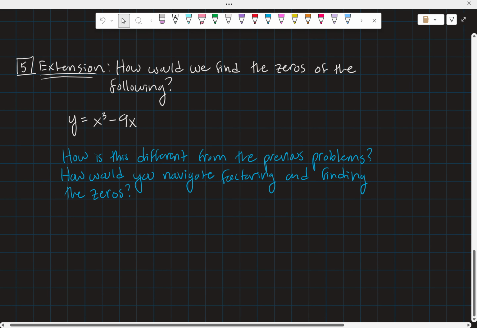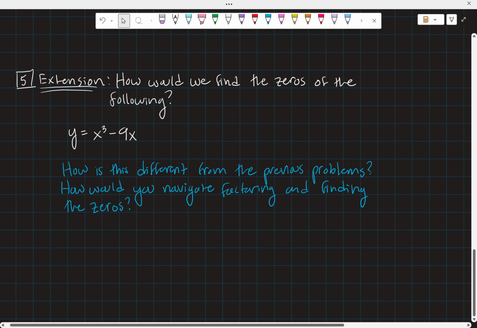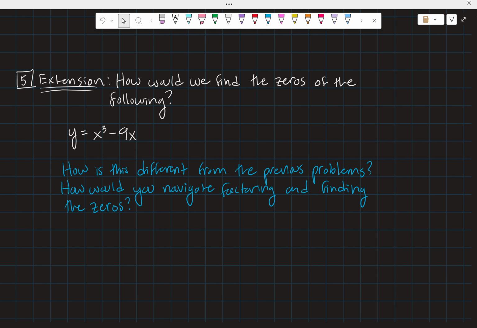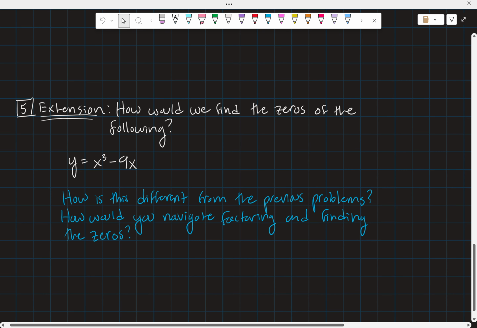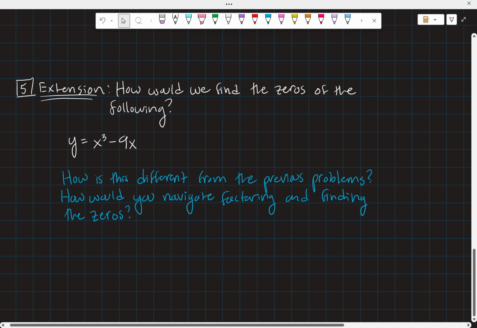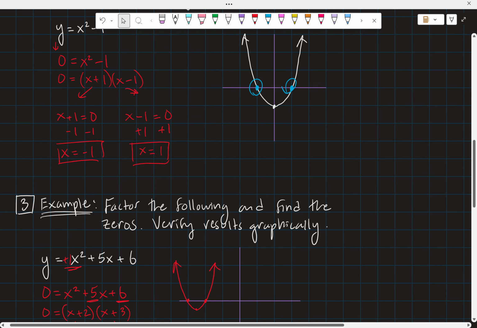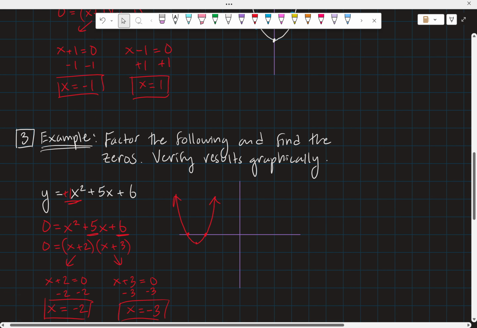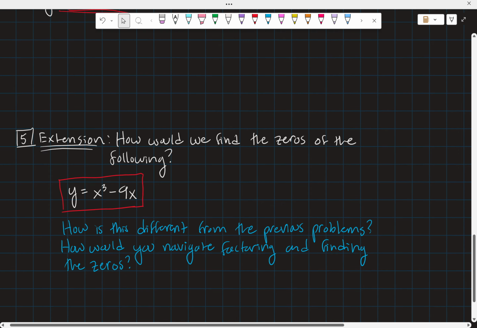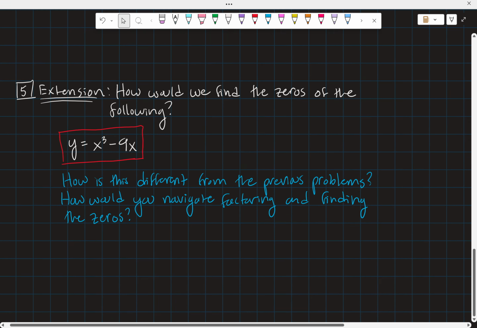And we're going to have a little conceptual problem for everybody. So, how would we find the zeros of the following? Here we have y is equal to x cubed minus 9x. So I want everyone to think about this equation right here. y is equal to x cubed minus 9x. Obviously, it's not going to be the same as the simple quadratic functions that we have solved thus far. This one's going to be a little different, a little more complex.